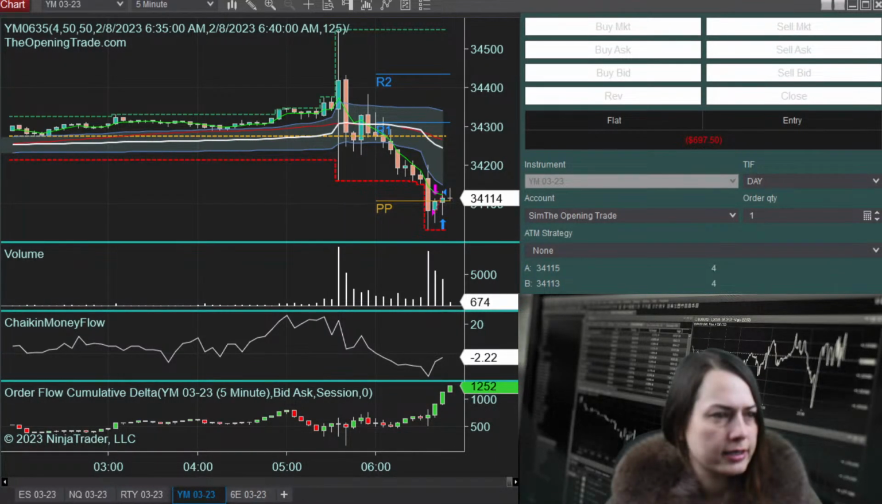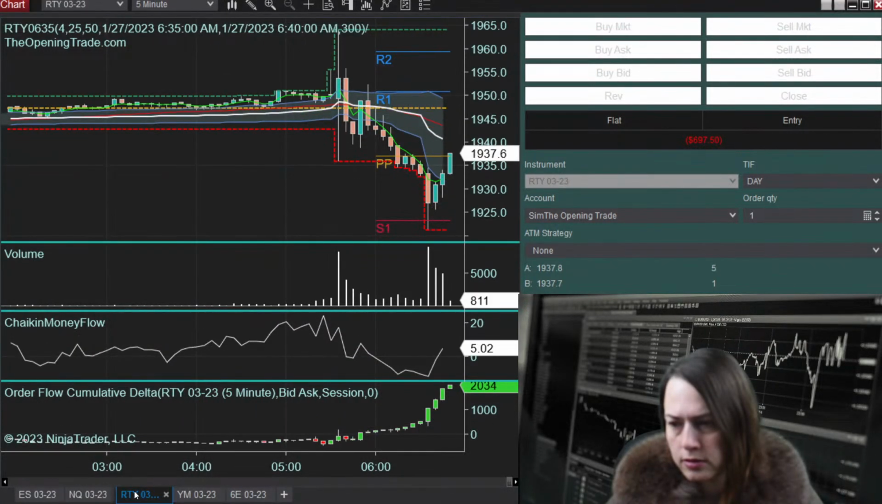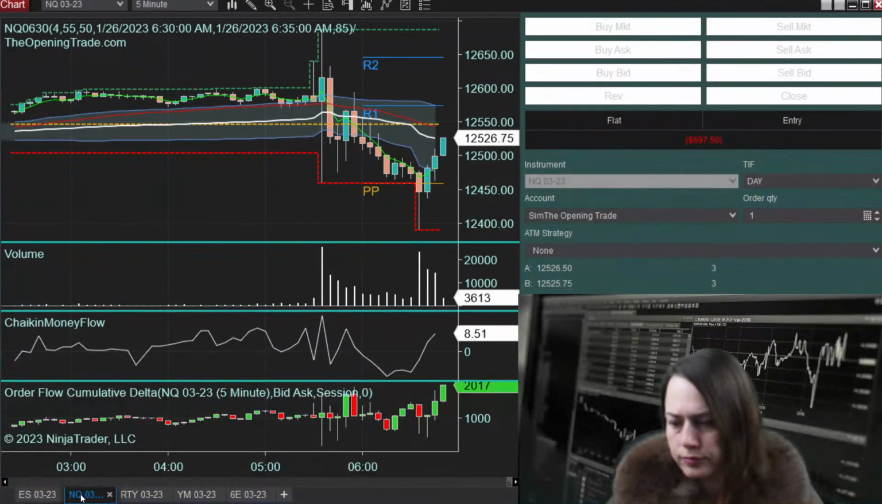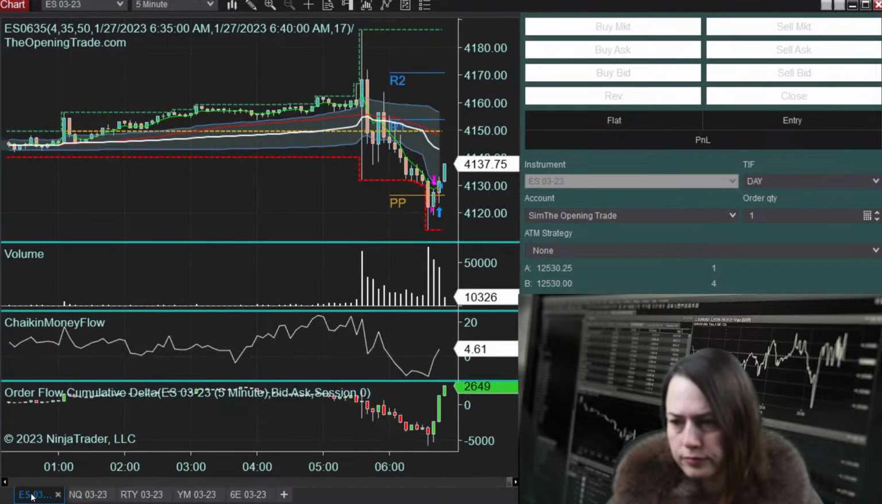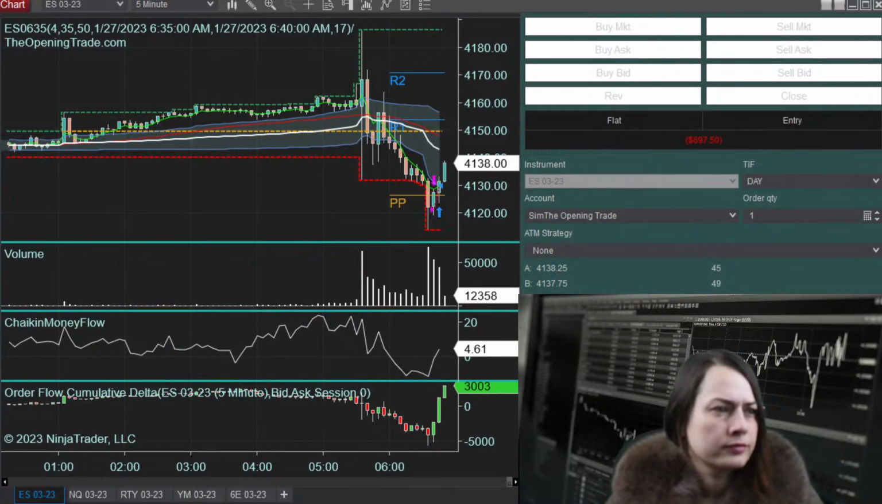Let's see if there's anything left in the news. Let's flip through here, take a look at these charts. All right, so not much new news, so let's see if there's anything.